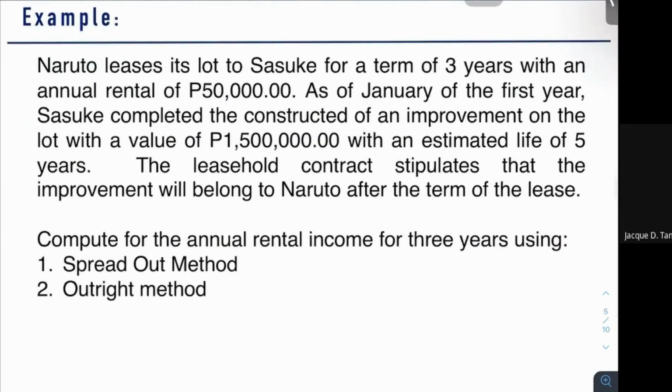So let's have an example. Naruto leases its lot to Sasuke for a term of 3 years with an annual rental of 50,000 pesos.